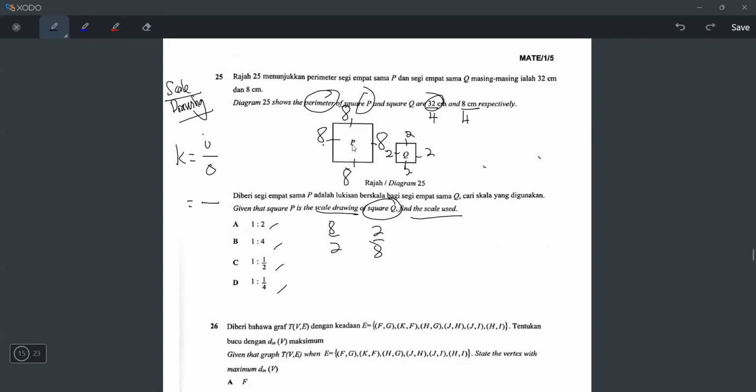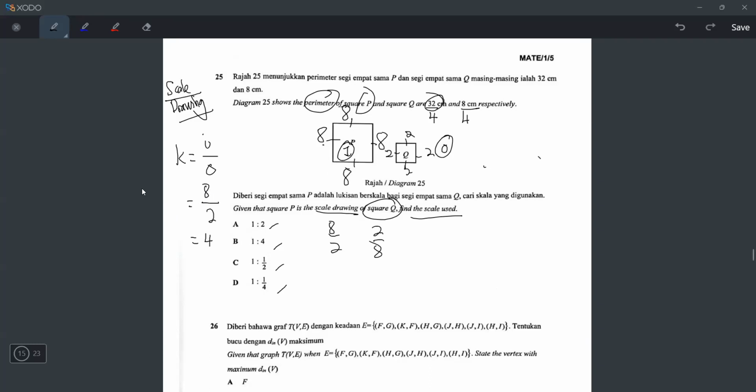They say P is the drawing, right? So that's the image. Because P is the image, it means this is the object. So what you have to do is take 8 divide 2. 8 divide 2, you will get 4.